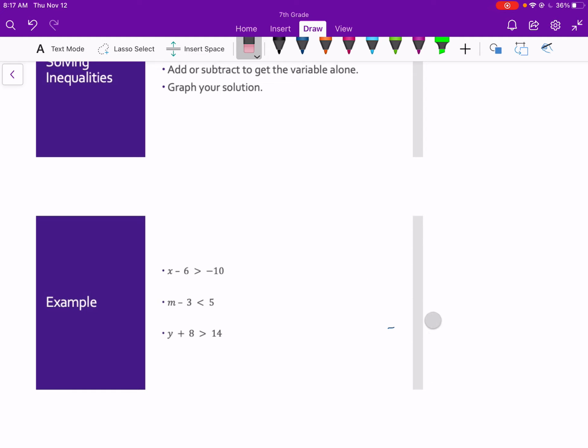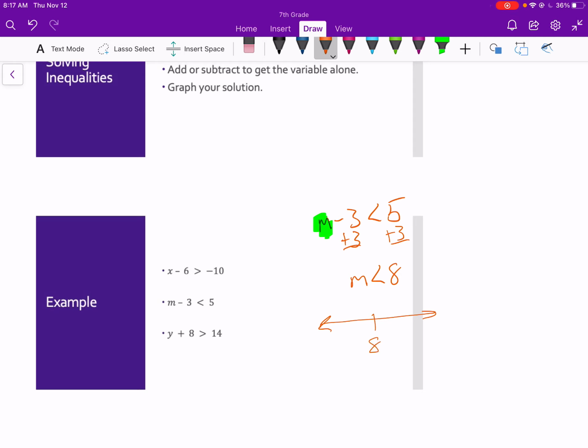I'm looking at the next one. We have m minus 3 is less than 5. I want to get the m by itself, so I'm going to add 3 to both sides to get m is less than 8. Then I'm going to graph it.